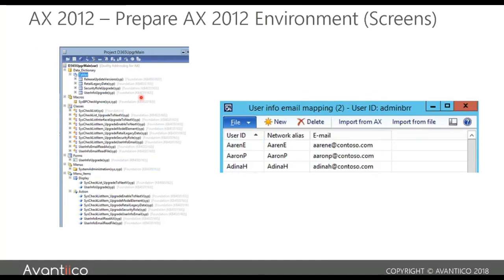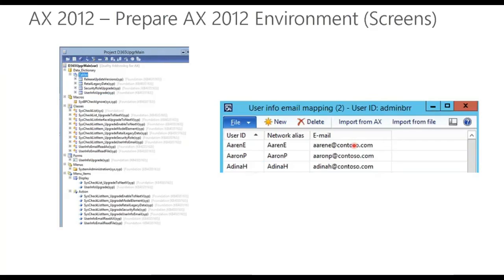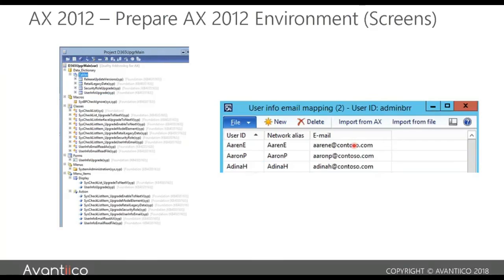You map some of your network aliases. So this is your AX user ID, and now you log in through an email. And there's some other stuff. So again, we prepare the data. The first thing we do is go back and prepare the data from the 2012 system.